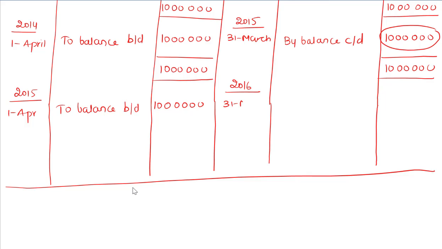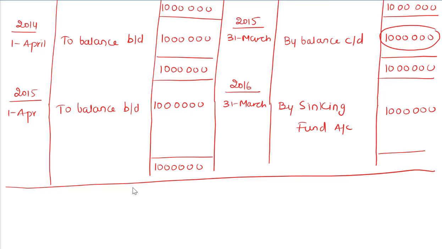And on the last date, 31st March 2016, it is invested in the sinking fund, transferred. So by sinking fund account, 10 lakhs. The total over here is 10 lakhs, and on the credit side, the total will be 10 lakhs.